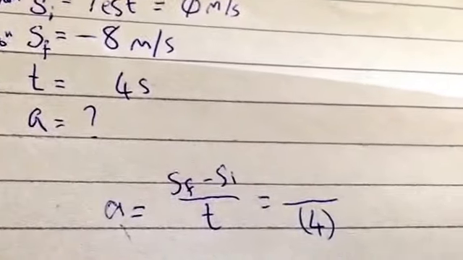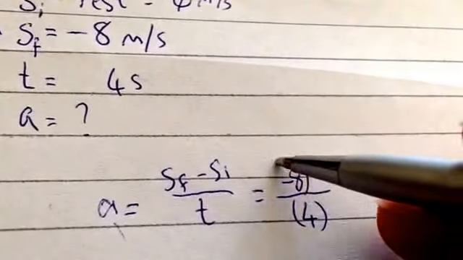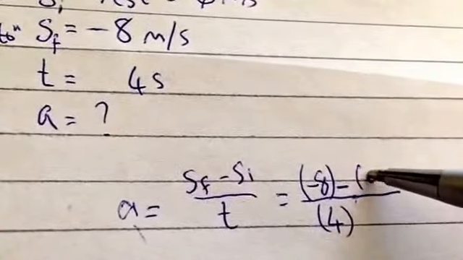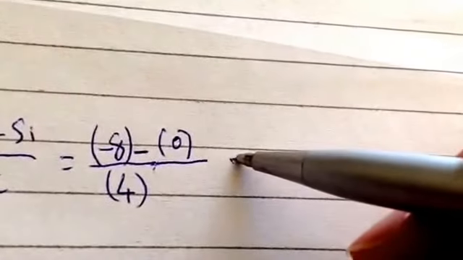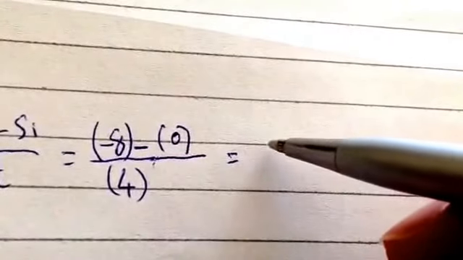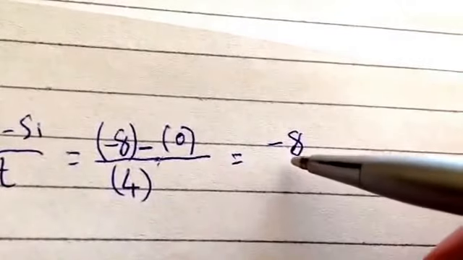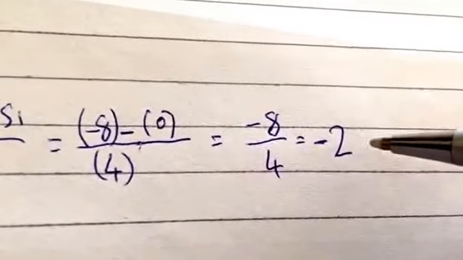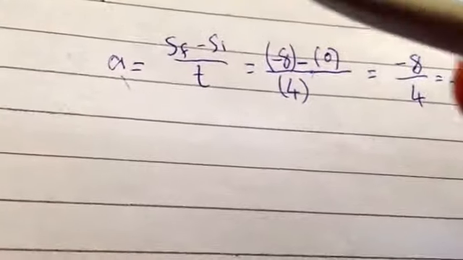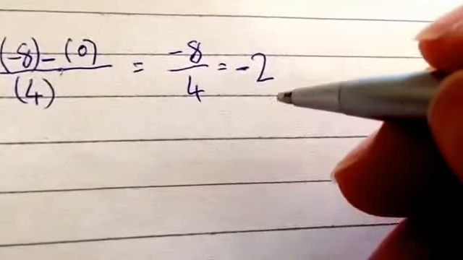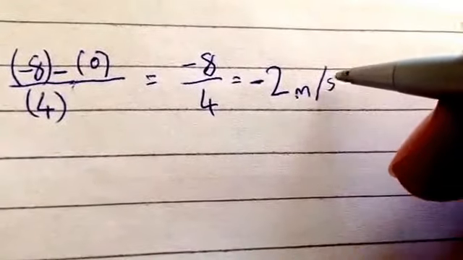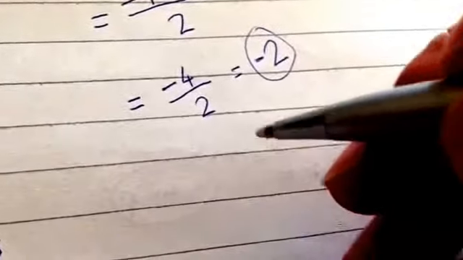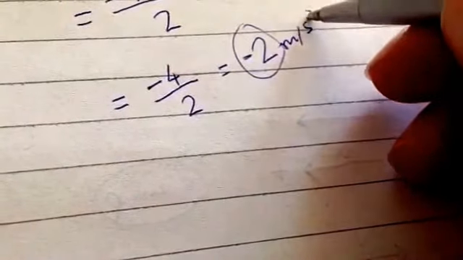Speed final is minus 8, so let's put that in. Minus speed initial is 0, and we can put in the final answer. Minus 8 minus 0 is minus 8, divided by 4 is minus 2. By the way, we forgot to put in the units before, so let's put it in now. The units for acceleration are m, s, 2. Don't forget the 2. Over here we should have put the answer as minus 2, m, s, 2.